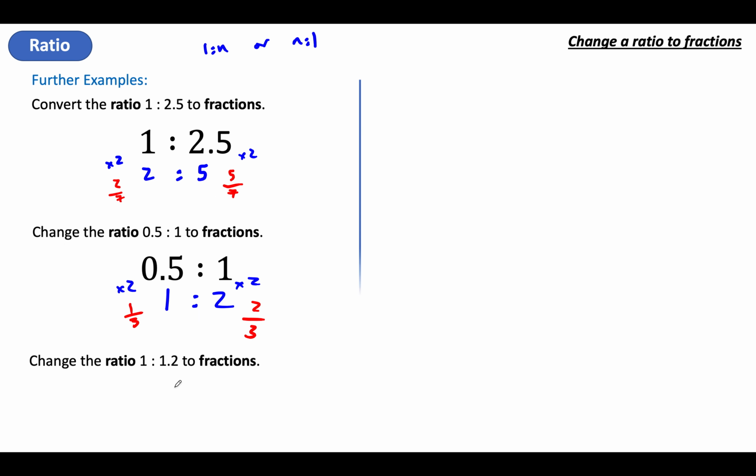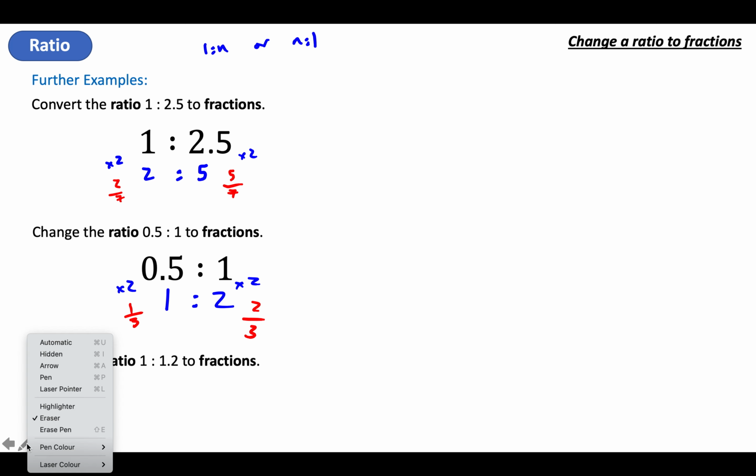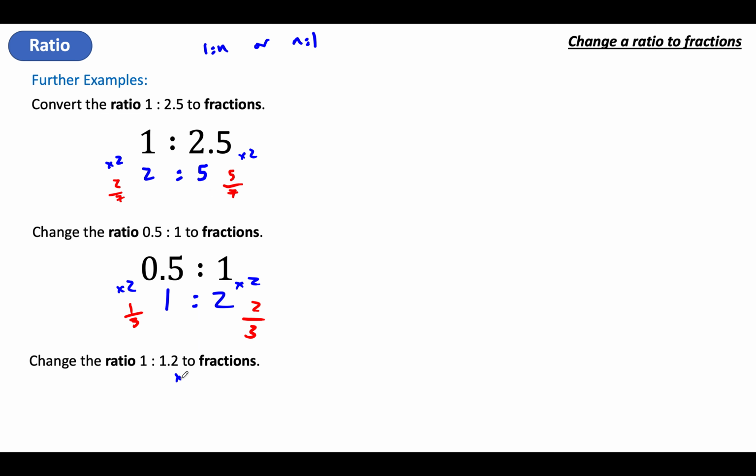Okay, so I've got 1 to 1.2. Again, I need to turn this into whole numbers. And so I suppose the key thing really is what do I need to multiply it by to get the 0.2 to become a whole number? Well, this might take a bit of trial and error. I suppose you could use something big like times it by 10 because that would move it to 12. But actually, 0.2, if I times that by 5, you discover that it becomes 6, right?